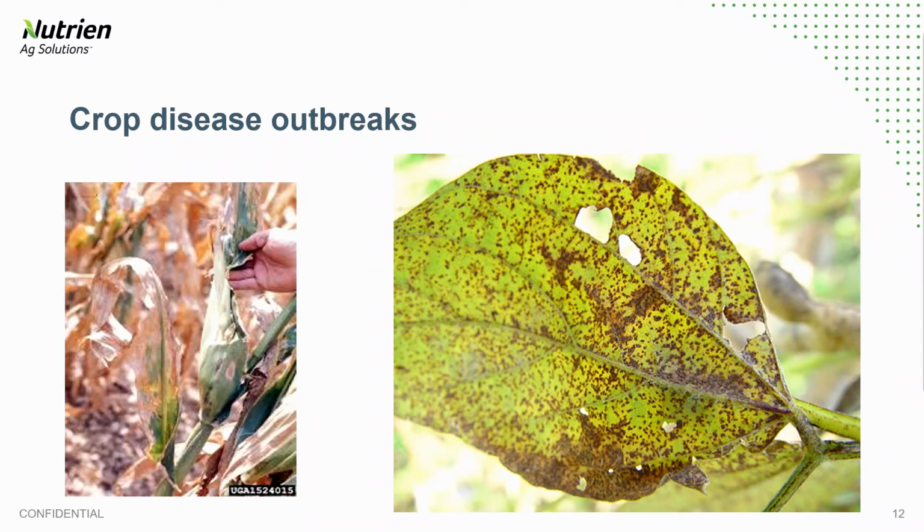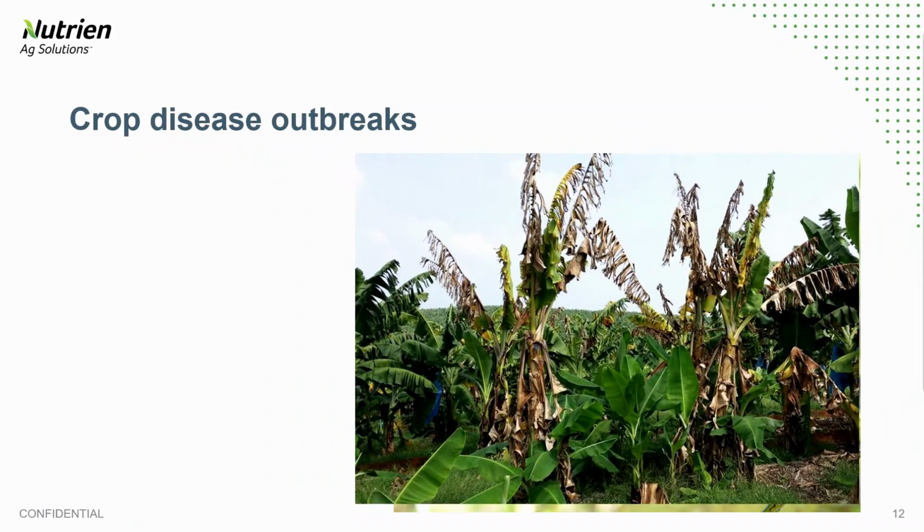And in 1973, southern corn leaf rust reduced U.S. corn yields by 35%. And more recently, in 2019, we have the Panama disease of bananas. This disease is reaching epidemic proportions and is putting banana production at risk across the world. There is currently no effective pesticide for control of this disease.